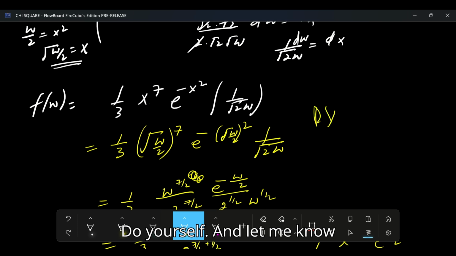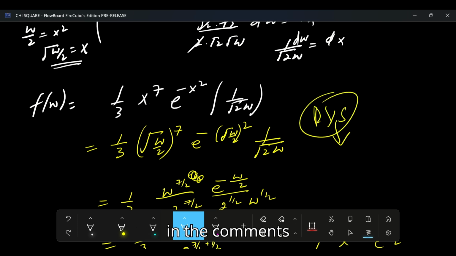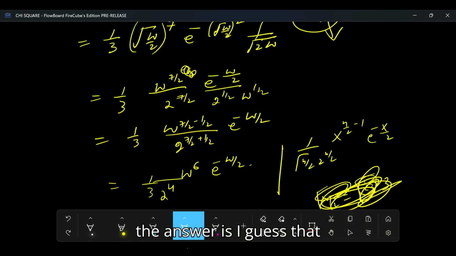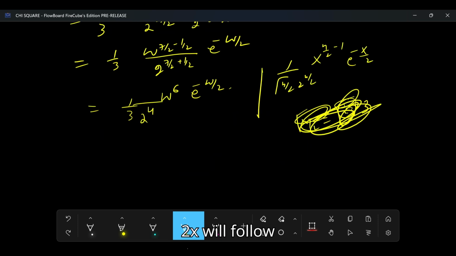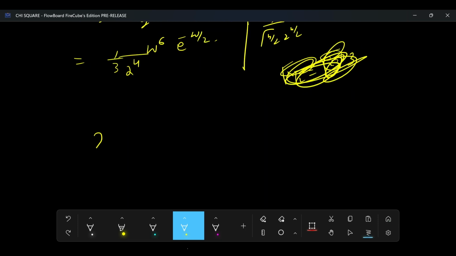Do it yourself and let me know in the comment section where I made the mistake. Okay? So the answer is, I guess, that 2x will follow chi-square 8.